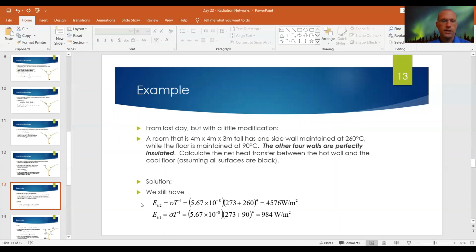Same scenario as last class, so we have the same values. EB2, sigma T2 to the 4th, with sigma being 5.67 times 10 to the negative 8 watts per meter squared Kelvin to the 4th power. The wall is at 260 Celsius, so turn that into kelvins and to the 4th power. That gives me 4,576 watts per square meter. We did that last class. Same thing for the other, in this case the floor, 984 watts per square meter. Got that from last class.